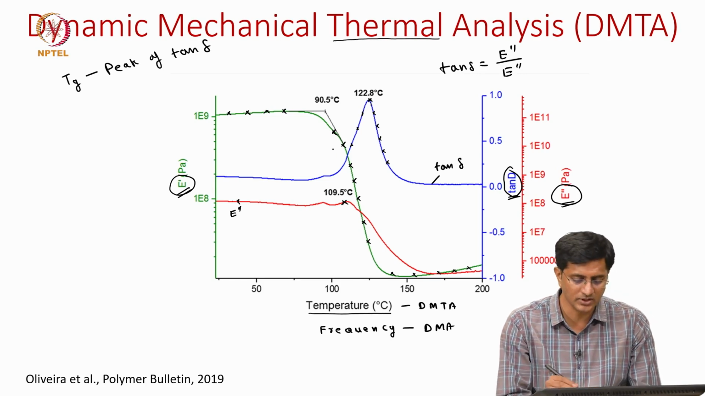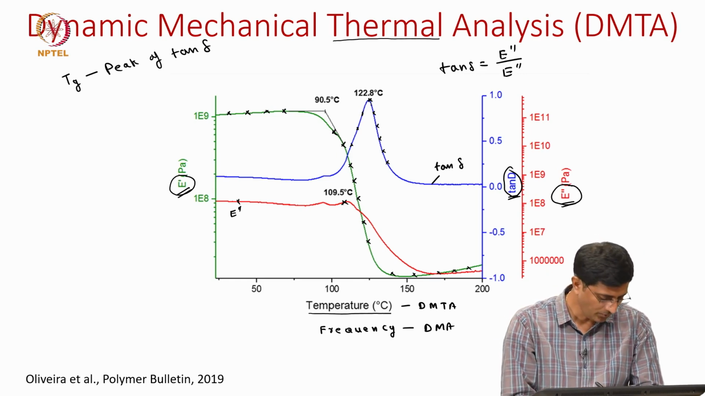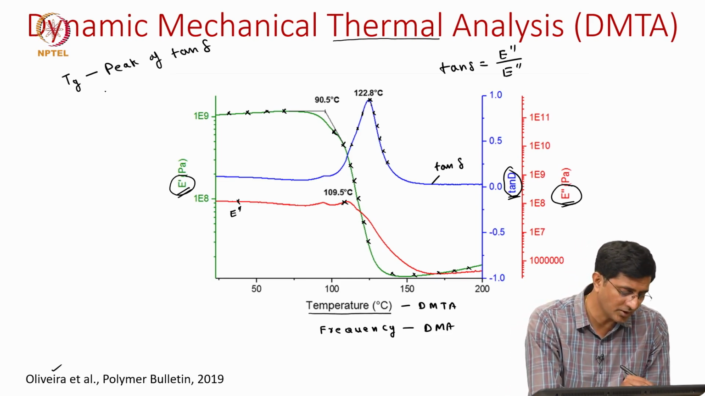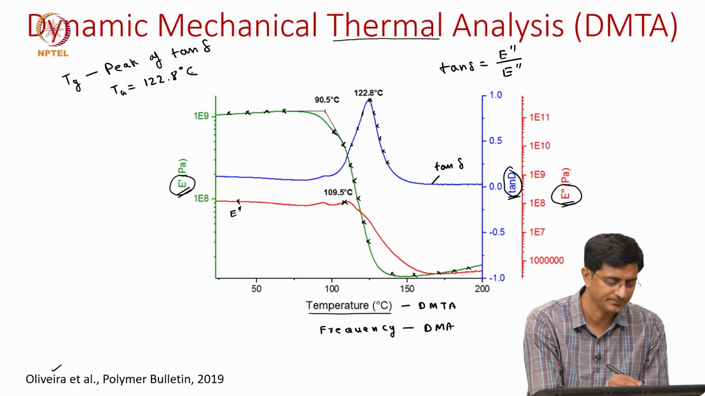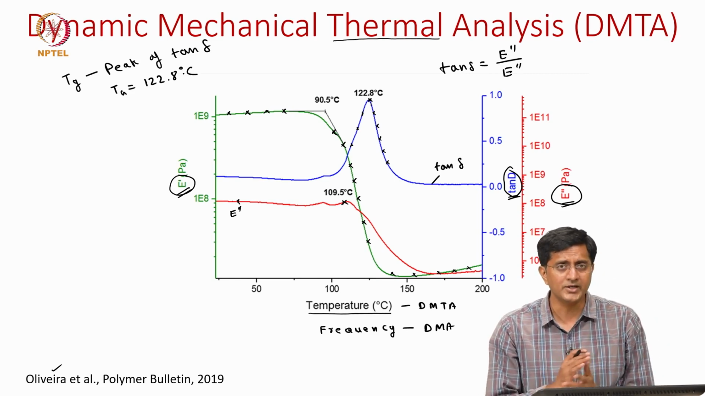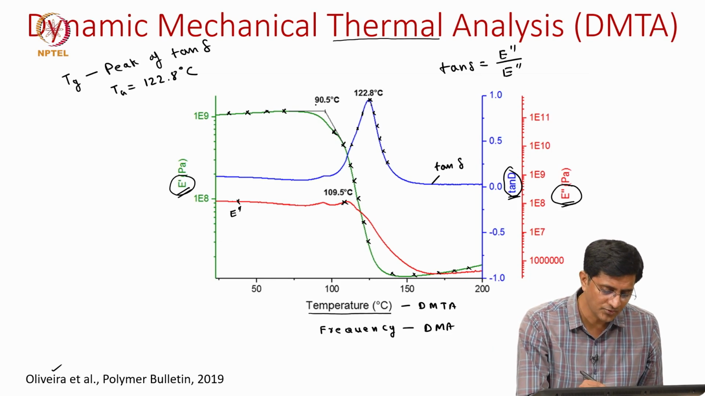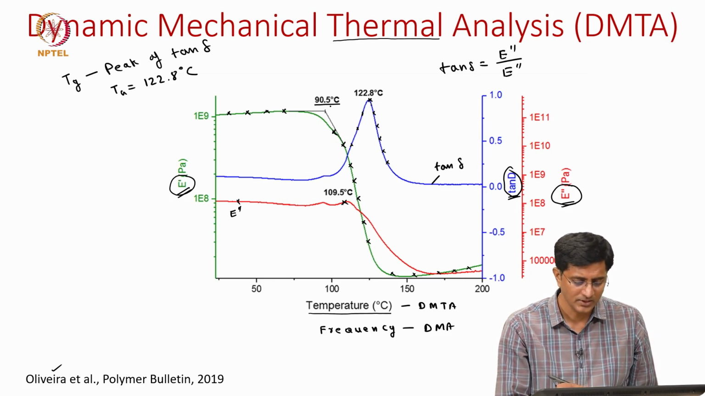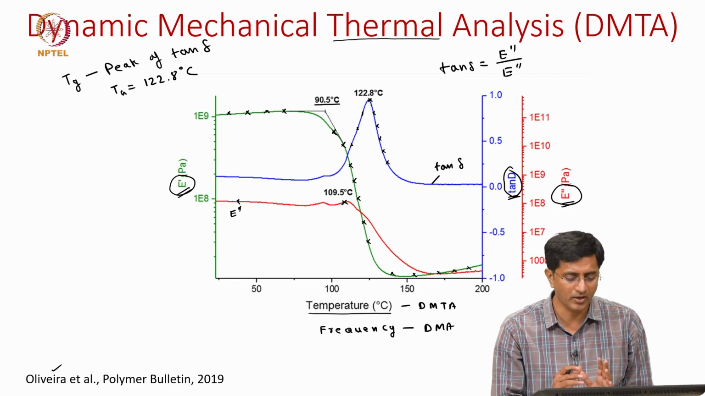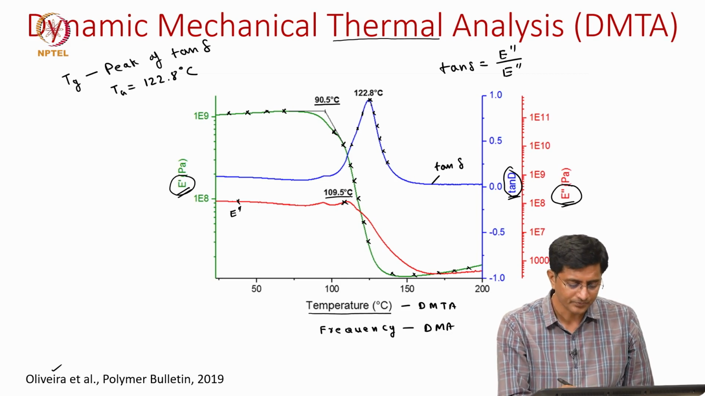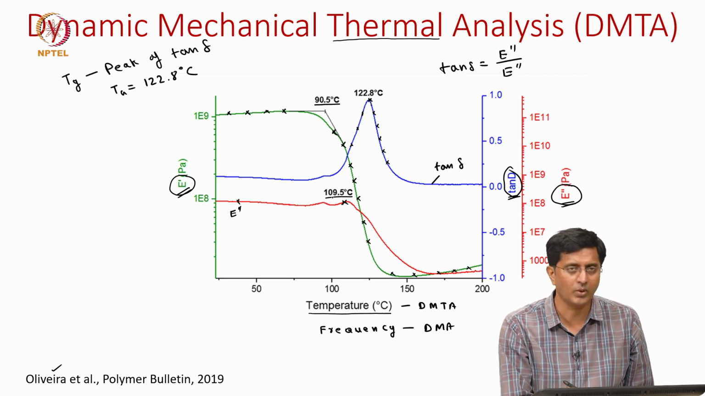We have seen for this, this is a plot for an epoxy from this literature. We can notice that the glass transition temperature here is 122.8 degrees centigrade. Okay. But in literature there are instances where people have reported the glass transition temperature using the storage modulus, which will be about 90 degrees, and there are instances where people have noted this glass transition temperature based on the loss modulus, which is close to 110.